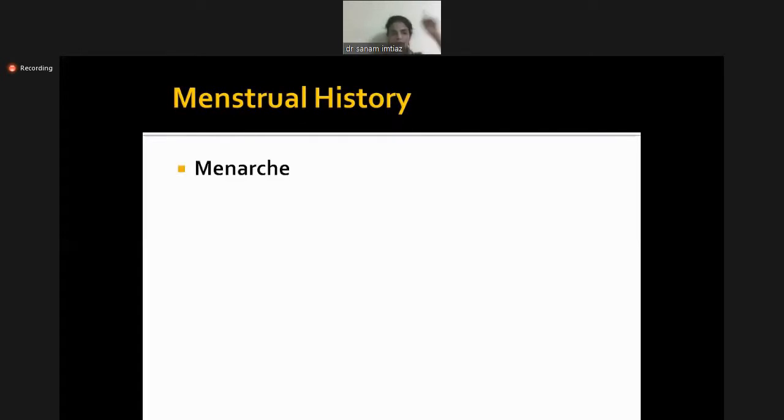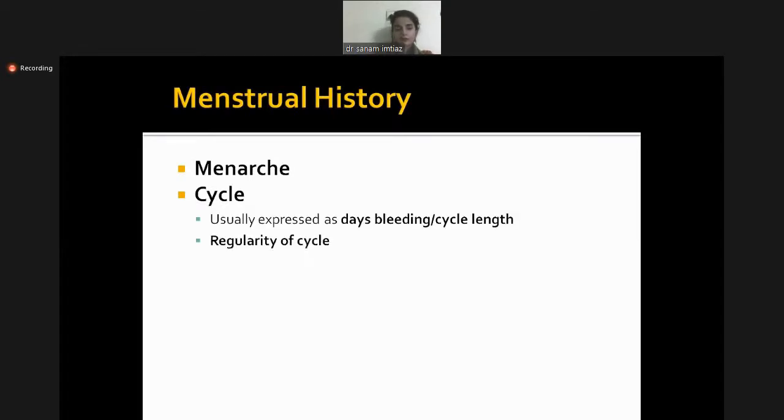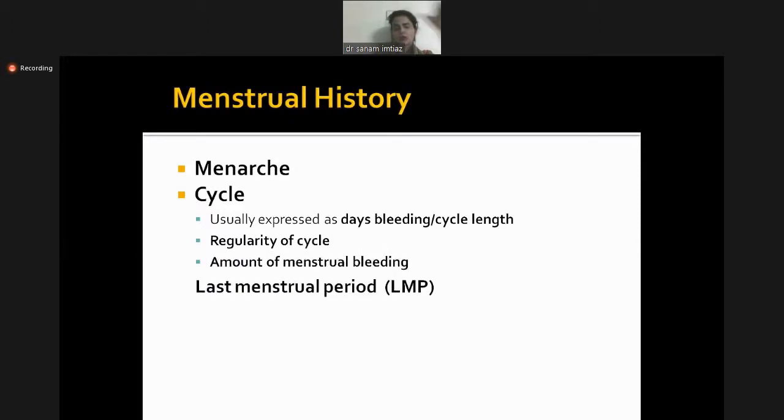So now coming to menstrual history. What is important in menstrual history? First, menarche. Menarche is the age of the onset of menses. You have to always ask the age of onset of menses, because somebody can have primary amenorrhea or secondary amenorrhea. The age of menarche is very important. Then the cycles. In cycles, you need to express the regularity of the cycles and the amount of bleeding, normal, moderate, severe. It is usually expressed as days of bleeding over the days of duration between the two cycles. So that's a total cycle.